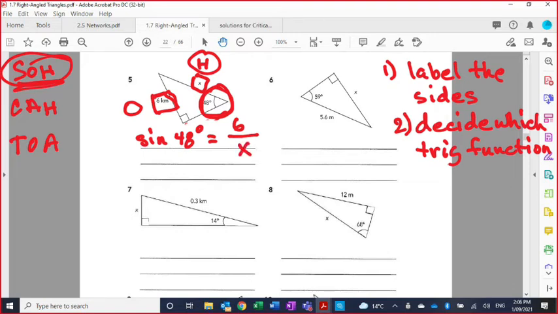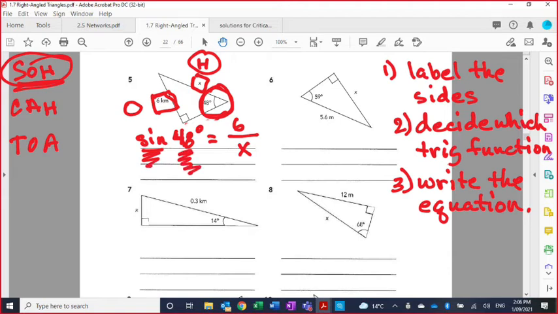So then that'll allow us to write our equation. Whatever trig function we have, whatever angle we have, is equal to whatever pieces made up that function. In this case, the opposite over the hypotenuse. And then it's just a simple equation for us to solve. Now, your calculators are needed. You cannot do this by hand, so don't even try.